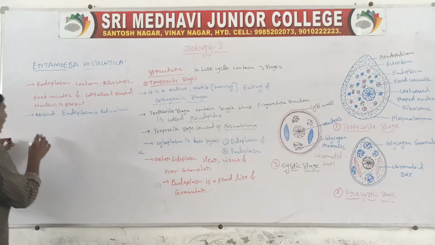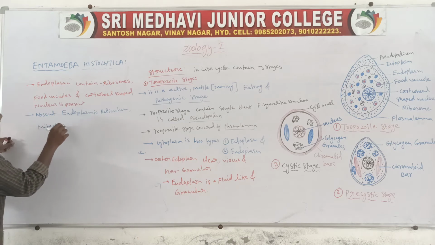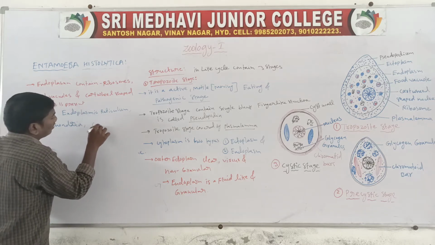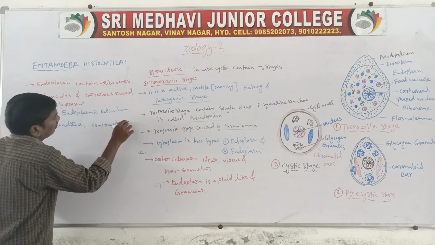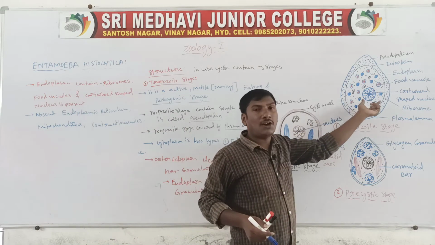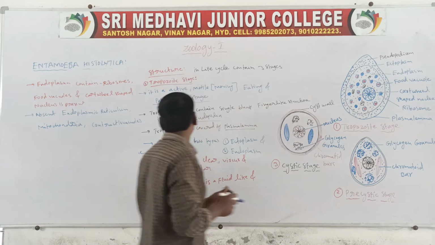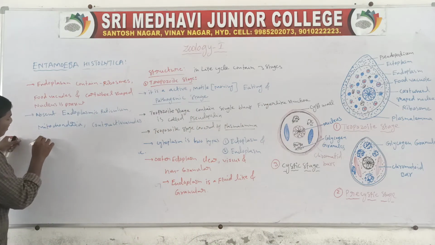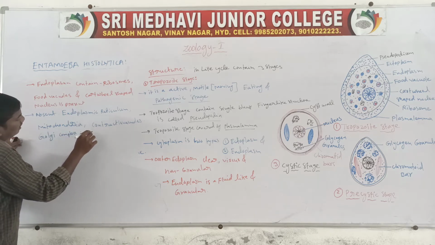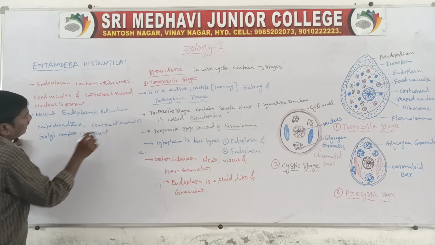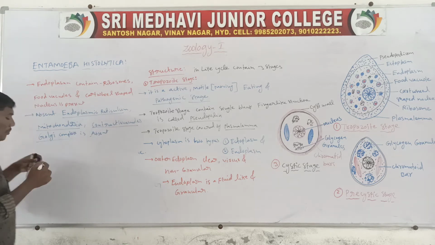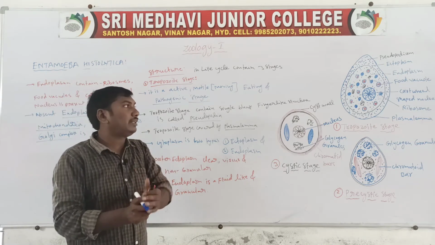Next one, mitochondria is absent, contractile vacuoles are absent, Golgi complex is absent. So the trophozoid stage is absent of the endoplasmic reticulum, mitochondria, contractile vacuole and Golgi complex.